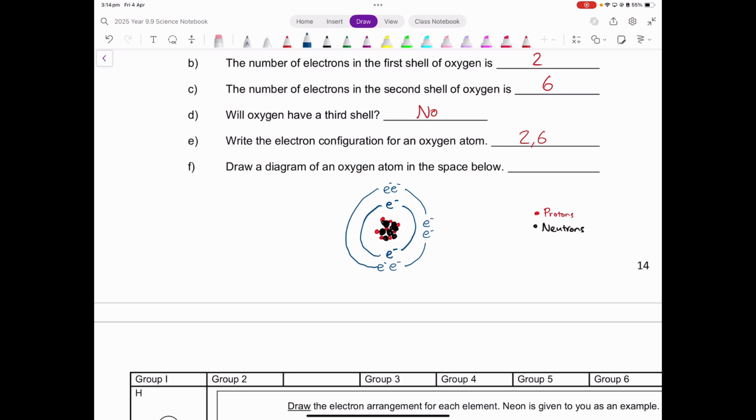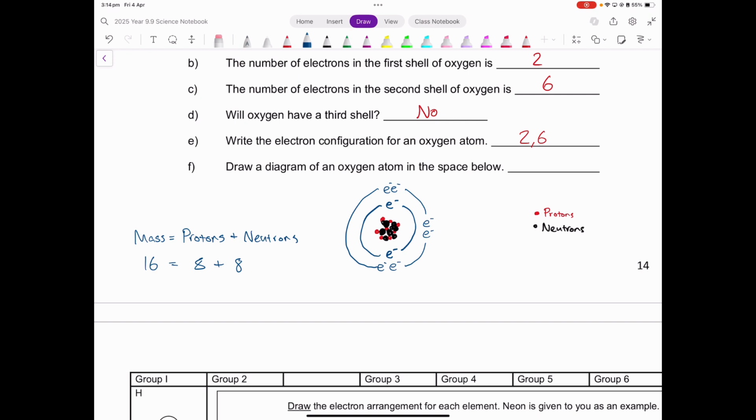How do we know that there's 8 neutrons? Because our atomic mass was 16 for oxygen, and the atomic mass is equal to the number of protons plus the number of neutrons. So in this case, if we know that the mass is 16, we know that we have 8 protons from the atomic number. 8 plus what gives us 16? 8. And so that's how we can determine the number of neutrons.